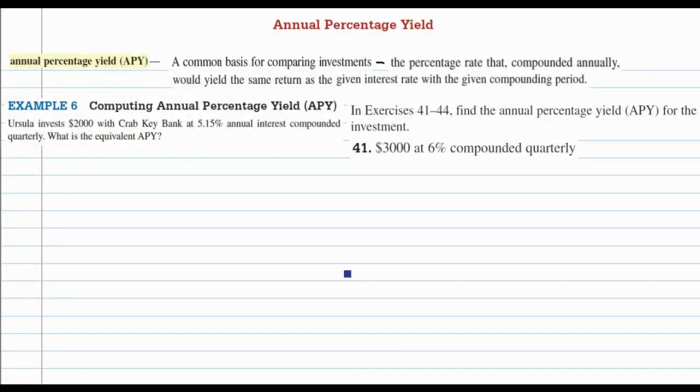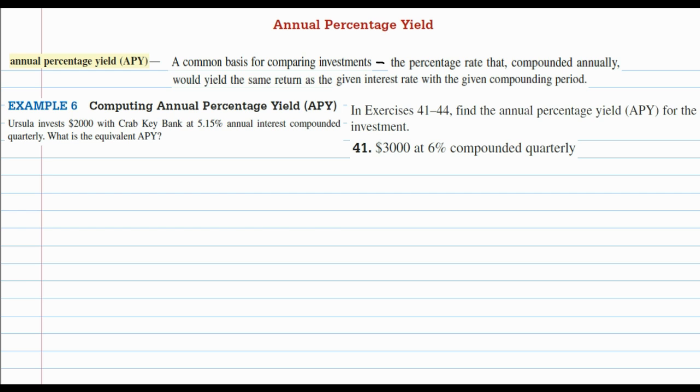This is the screencast for section 3.6, example 6. Annual percentage yield. You probably have heard it as APY before. It's on a lot of credit card commercials or things talking about car loans, etc. APY is basically a common basis for comparing investments.